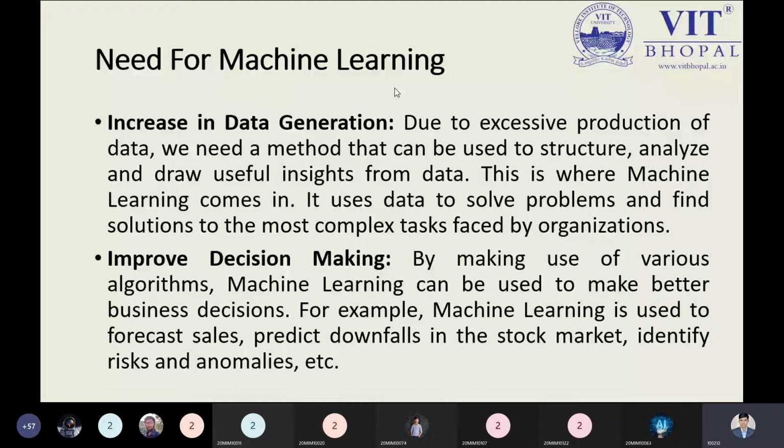So increase in data generation means that with the help of machine learning, we can increase the data, and this data is required to provide a better machine learning model. That is the simple meaning we have to understand here. This term should be clear to all. So increasing data generation is an important point in the need for machine learning. Is this point clear now? If you have any problem, you can interrupt me, so just let me know right now. Is the first point, increase in data generation, clear to all?